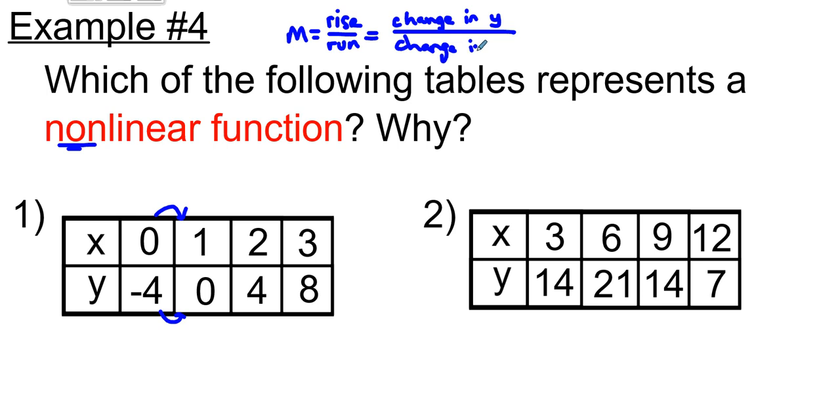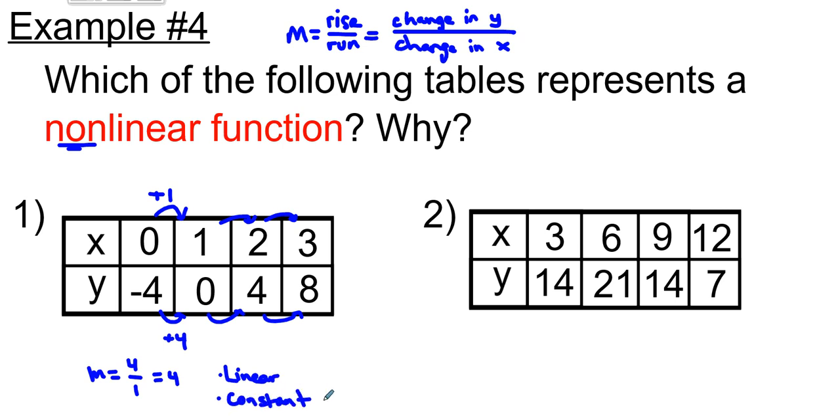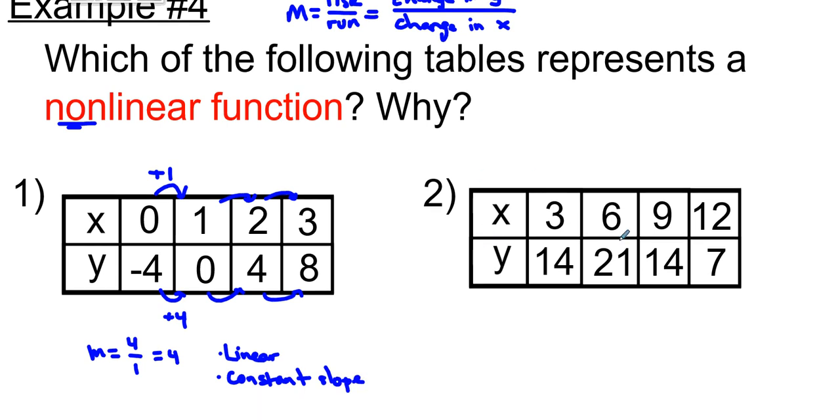So divided by change in x. All right, so what is the change in y in this first table? Well, you keep increasing by 4. We keep adding 4. And then what is the change in x? So you just keep adding 1 from one x coordinate to the next. So this has a constant slope of 4 over 1, or 4. So that one is linear because it has a constant slope. But the question ultimately asks us which one of these is non-linear. So it has to be this one if one of the two is nonlinear.